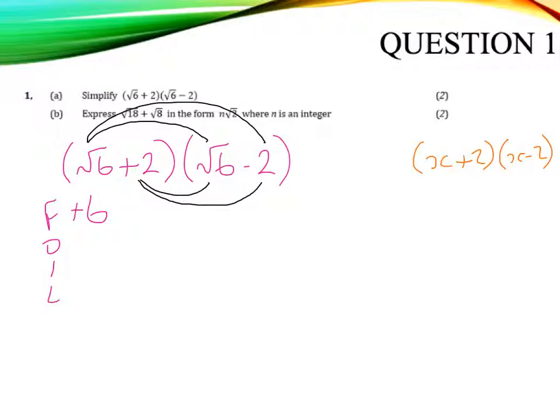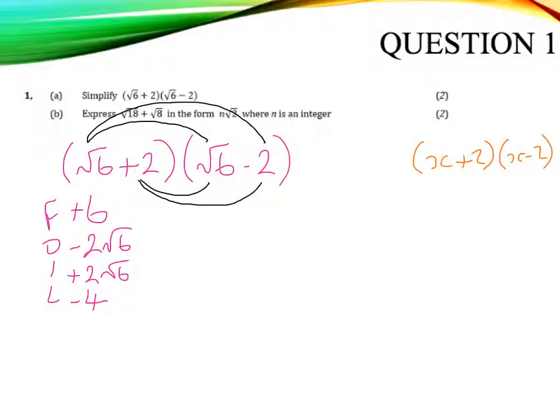My outside pair, I've got minus 2 lots of root 6, which is very similar to when we were doing this before. Minus 2 lots of x was just minus 2x. Similarly here, we've got minus 2 root 6. My inside pair, we've got positive 2 multiplied by root 6, so plus 2 root 6, and finally my last pair, which is 2 multiplied by minus 2, which is minus 4.